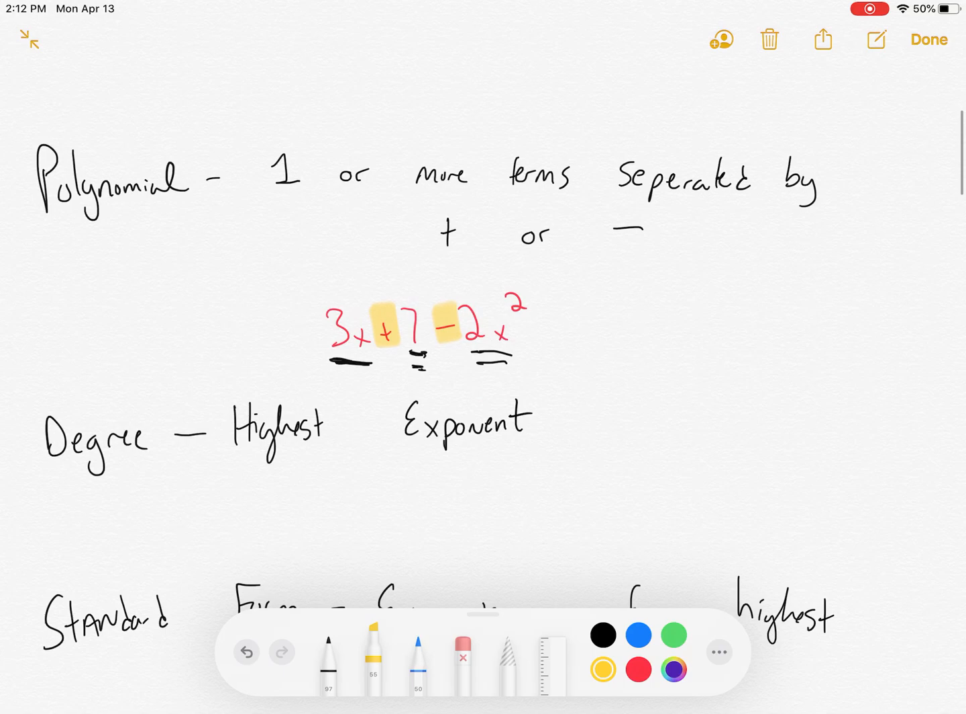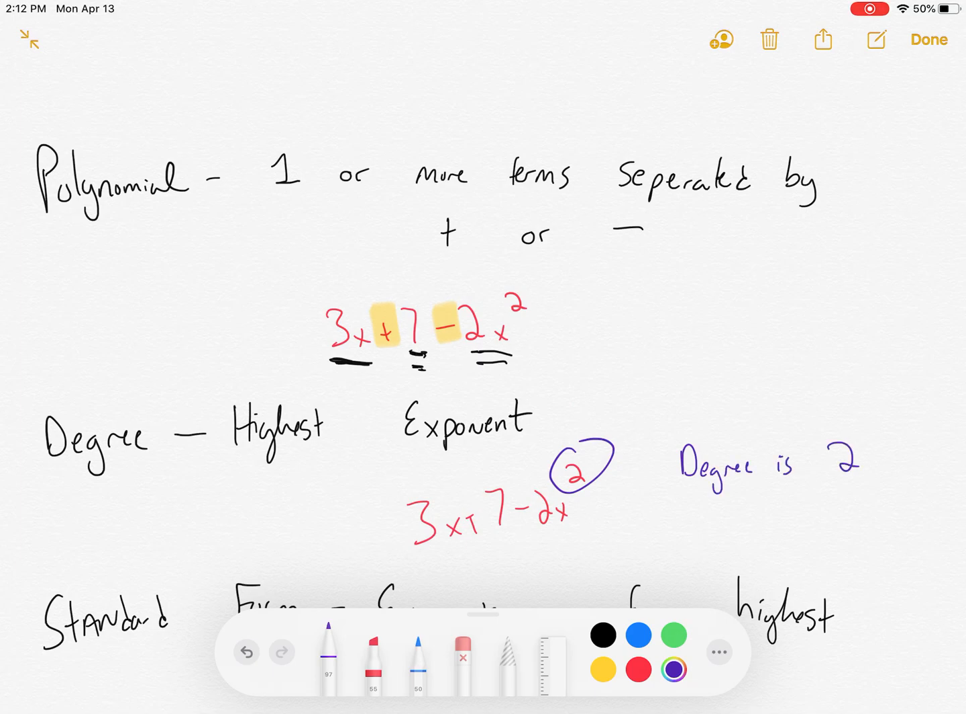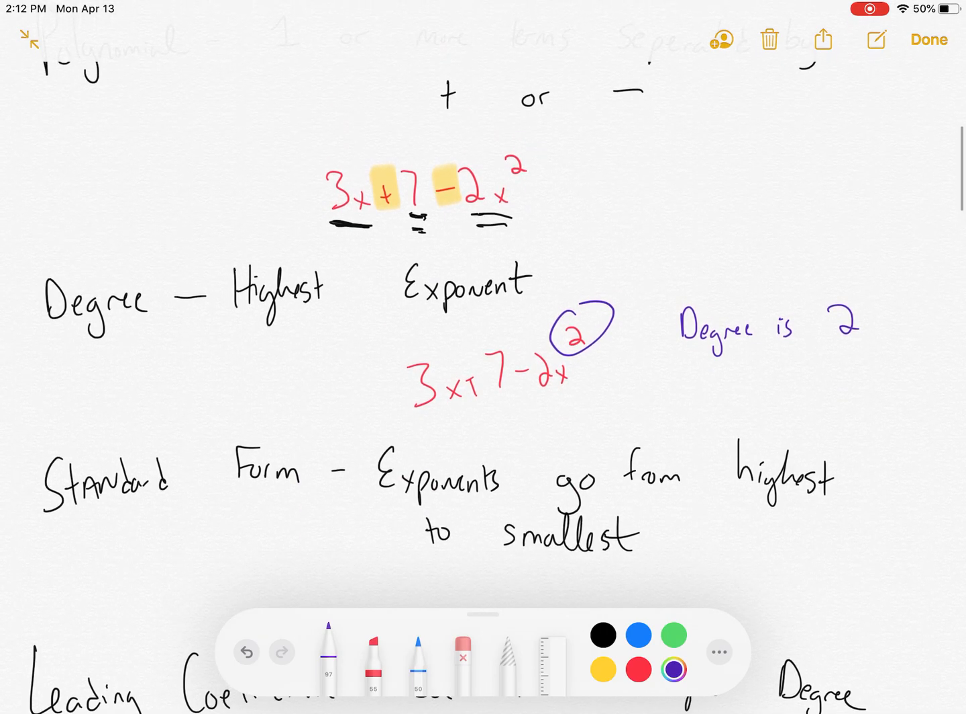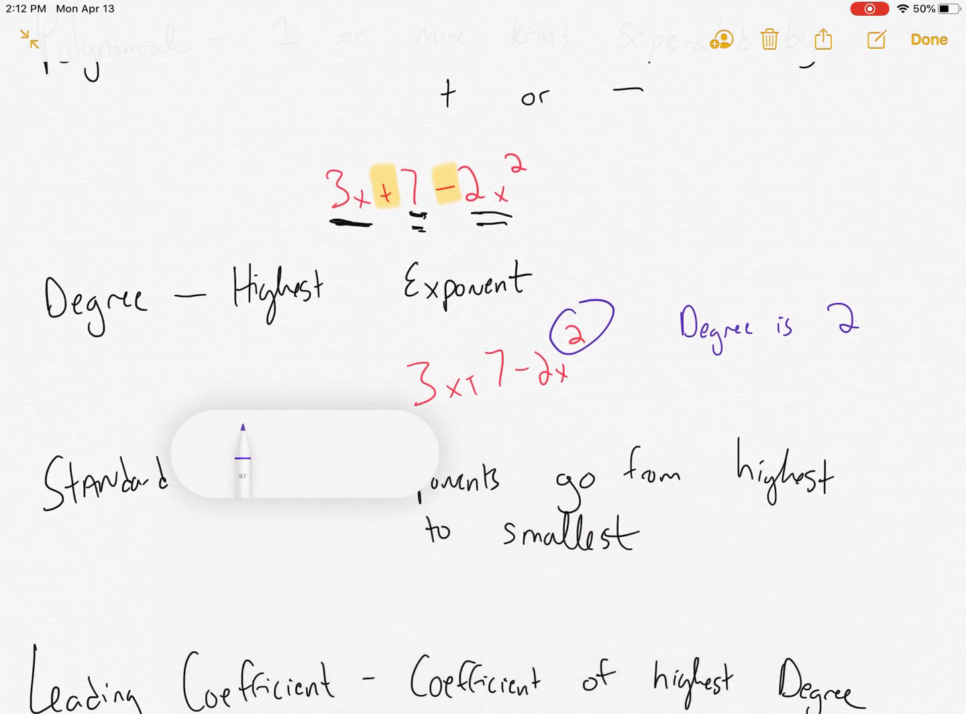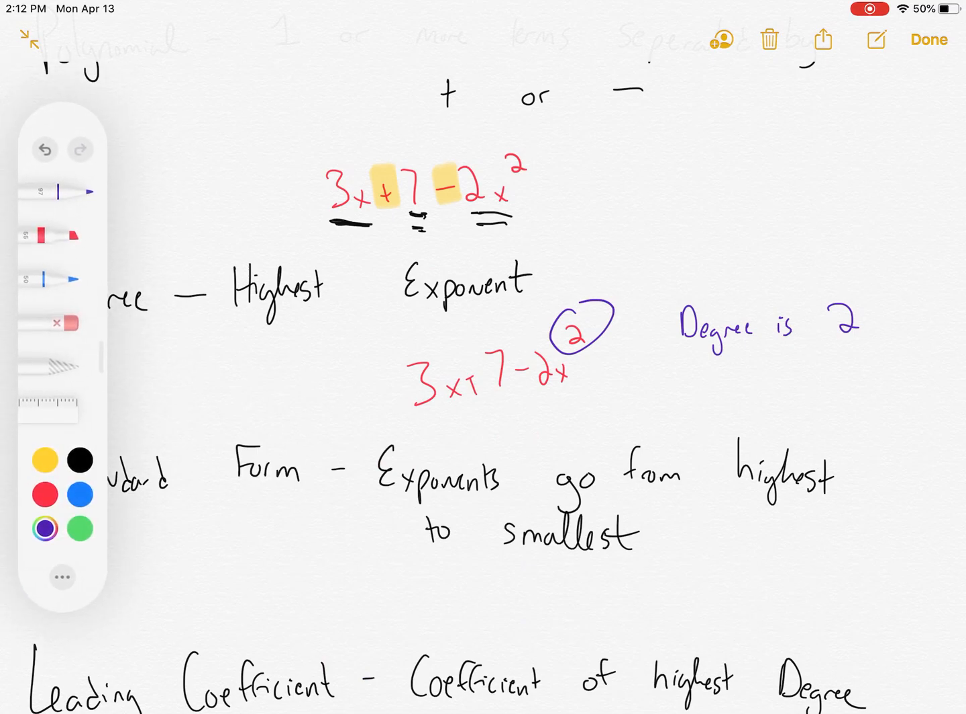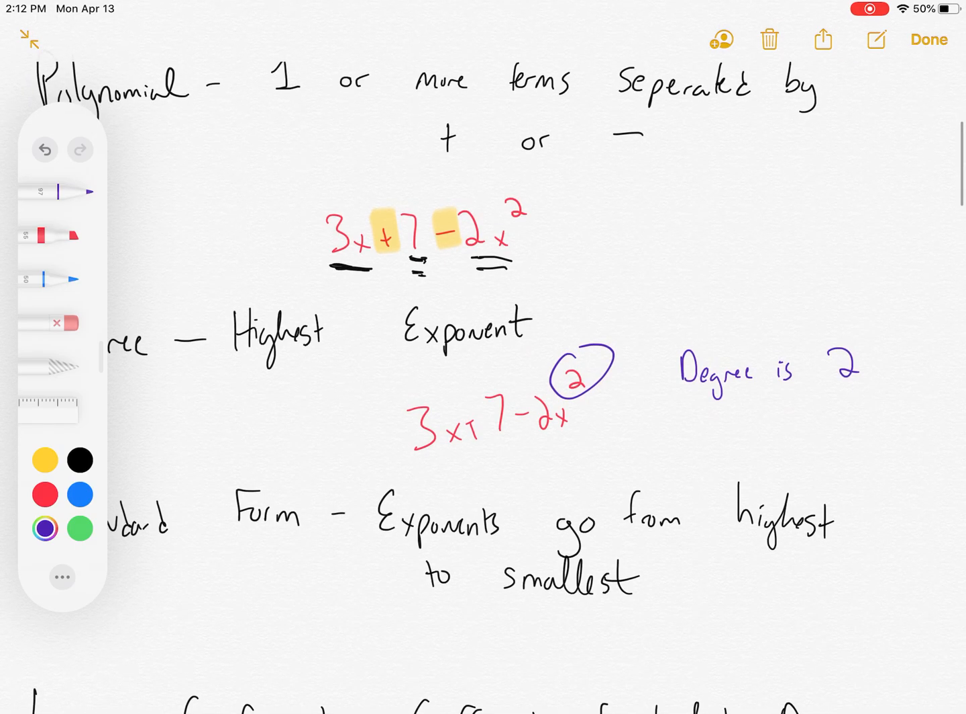Okay, a degree is the highest exponent. So in the previous example, 3x plus 7 minus 2x squared, your highest exponent is 2. So in this example, our degree is 2. Okay, now standard form is the next portion. Standard form, I'm going to move this over so I can write. Standard form is just putting the exponents in order from highest to smallest.